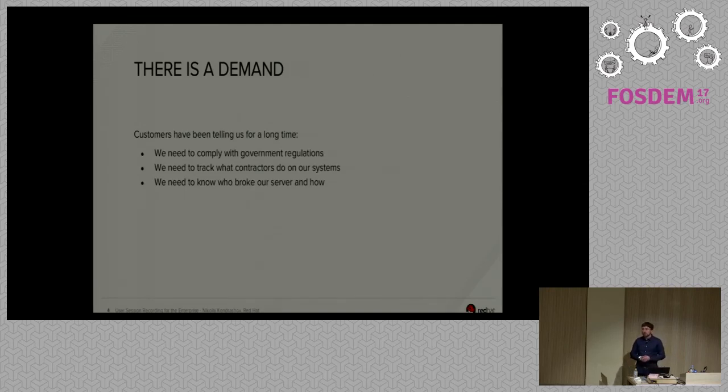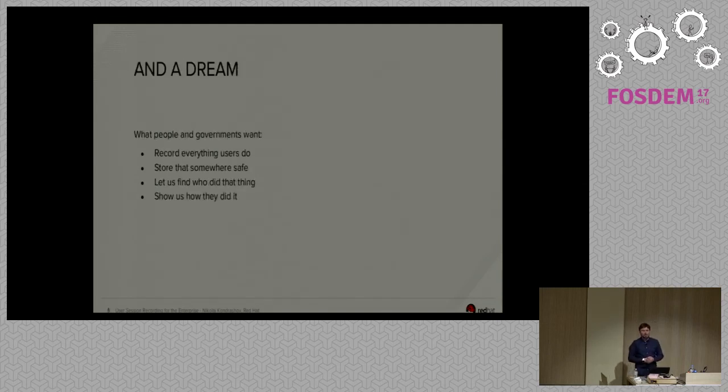People basically need to see and know what their contractors do on their systems, and when something happens, they need to know who broke the system and how exactly they did it, and what was happening. So, basically, the companies and the government want to have everything recorded, ideally. Whatever the user does, if they could, they would put a camera behind the user's back and see what was going on. And I guess there are some installations that do that. But essentially, yes, they want everything recorded. They want it stored somewhere safe, and nobody except privileged persons could access it. And they want to easily find who did what and when, and how exactly they did it. So they want to see what was actually happening.